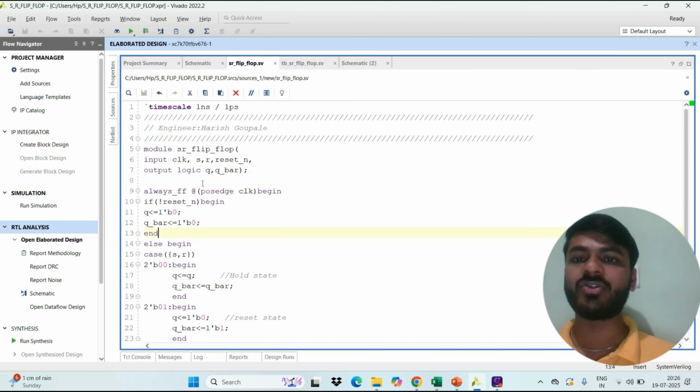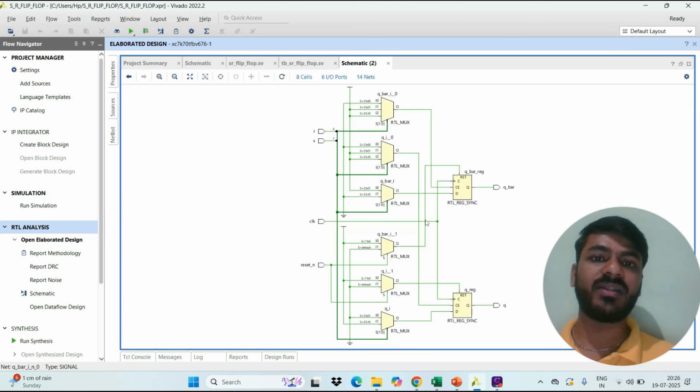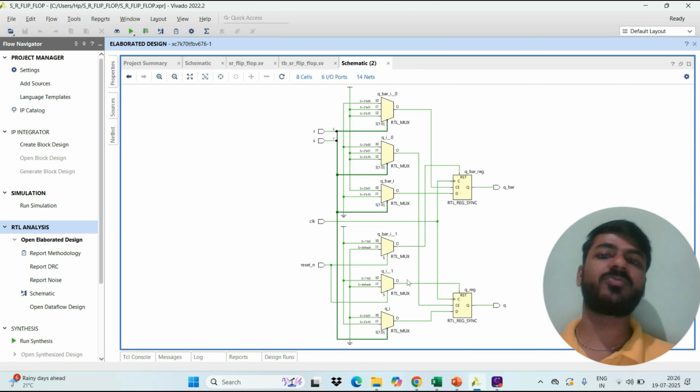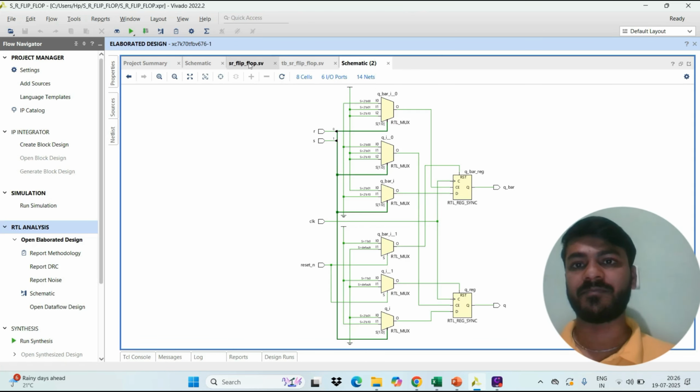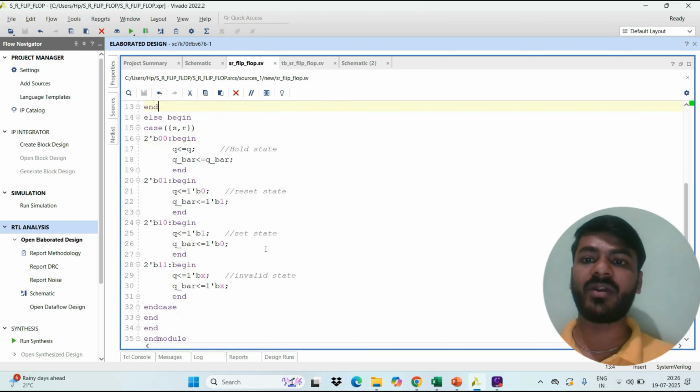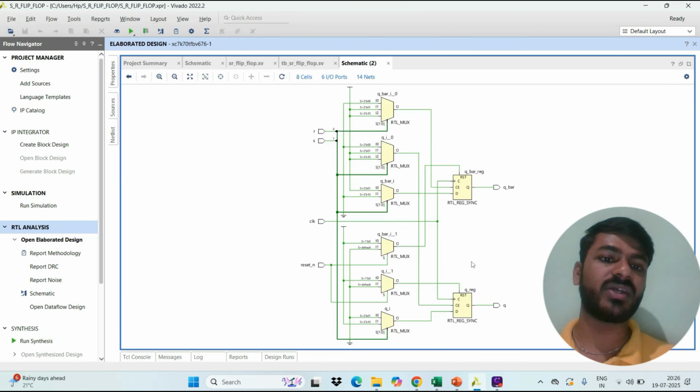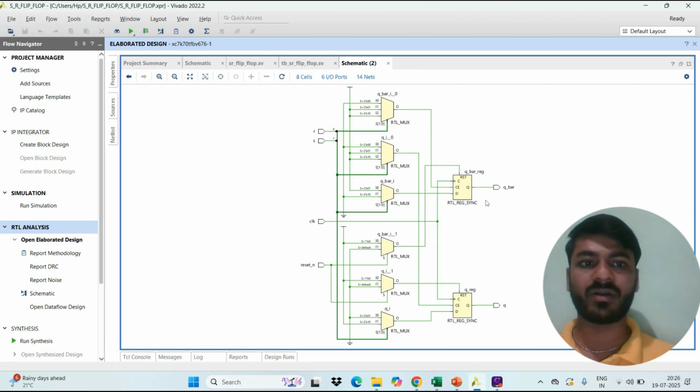Okay, now when I execute this code, it will give me this type of schematic where you can see the inputs S, R, clock, and the reset here. And it has created so many muxes because of the logic. Because this is behavioral logic, that's why it has created so many muxes, and these are the two registers, one for q and one for q bar.